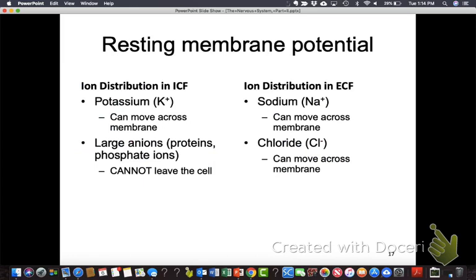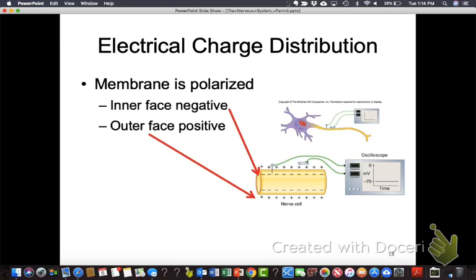So potassium is mostly concentrated on the inside, and it can cross through either leak channels or gated channels. But the anions in the ICF, those proteins and phosphate ions, are trapped. They can't leave the cell. And so there's always that negative core inside the cell. And then in the extracellular fluid, sodium can move across the membrane, chloride can move across the membrane, and the movement of those ions is going to determine your local potentials.